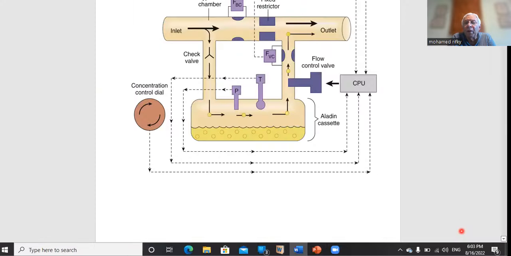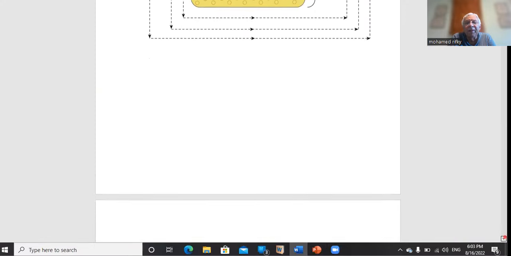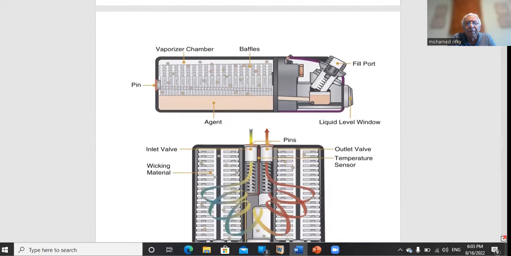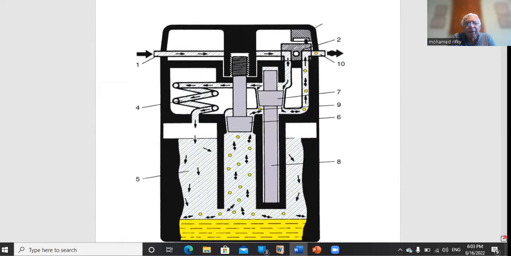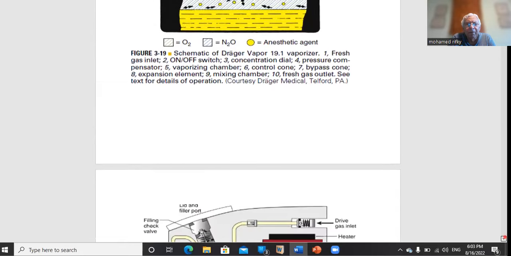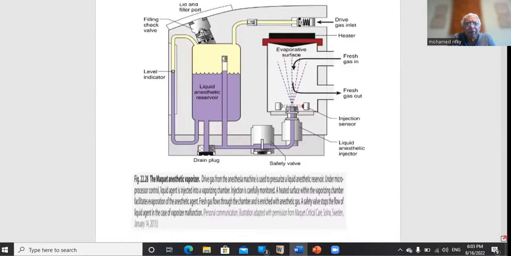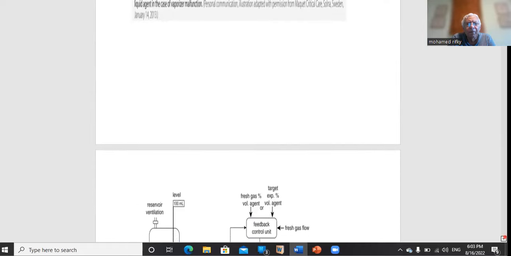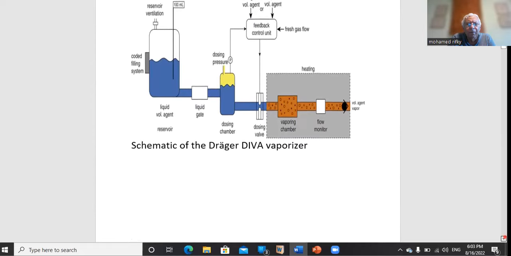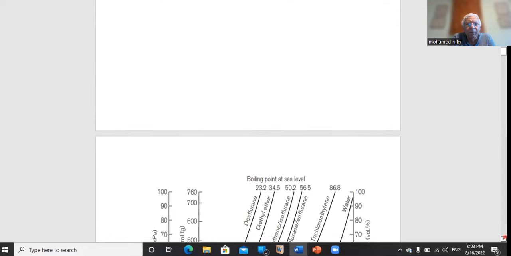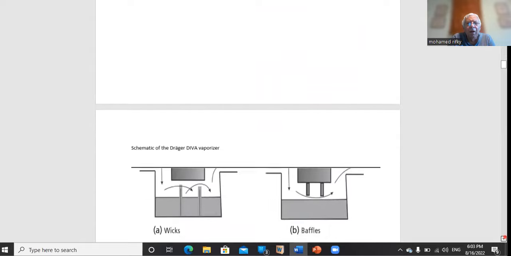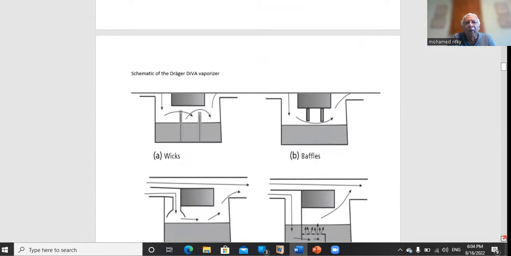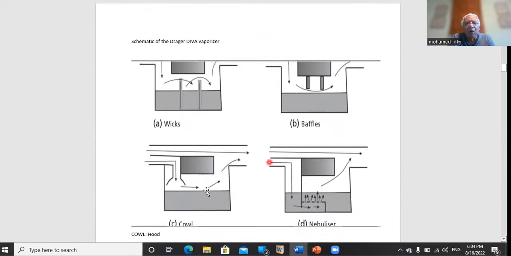I'm going to show you some of the figures. I'm sorry, I'm going slow. This, as we said before, shows how to increase the surface area. And this is the cowl of the ether bottle.